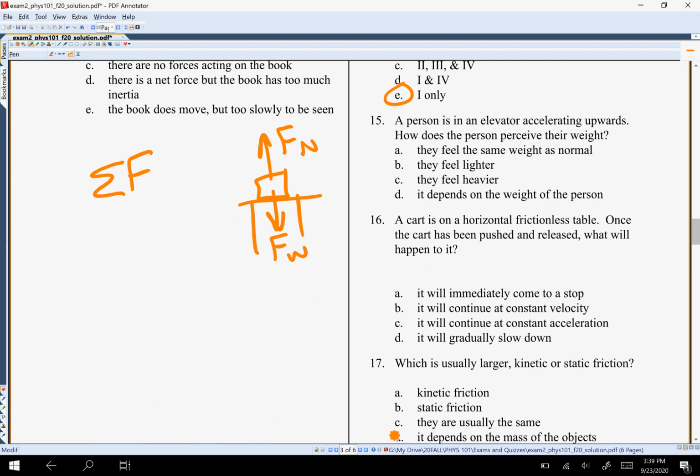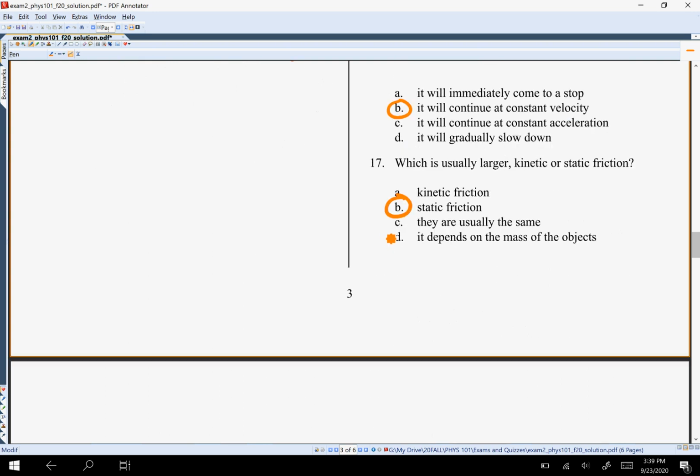Person in an elevator accelerating upwards, how does the person perceive their weight? They feel heavier. Card is on a frictionless table. Once the card has been pushed and released, what will happen to it? It's frictionless, so it will continue at a constant velocity.